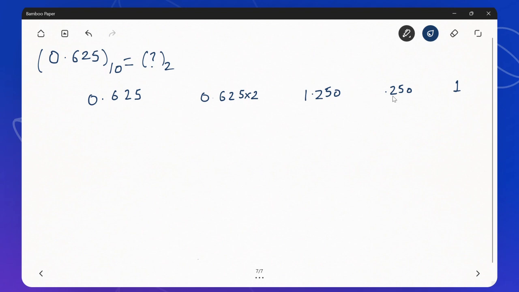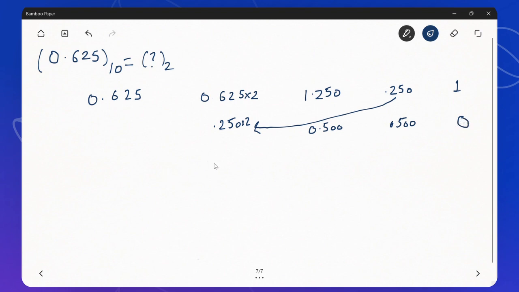The remaining fractional number is 0.250. We take this 0.250 this time and multiply it by 2. On multiplying by 2, we get 0.500. So the fractional part is 0.500 and the integer part is 0. We write down the integer part separately.